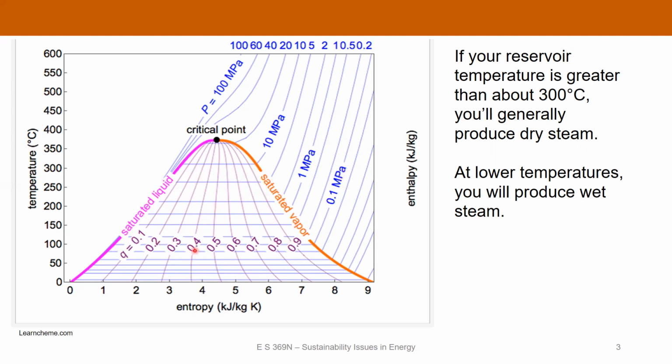If you're in the saturated, in the liquid vapor region here, you're going to be producing more wet steam. But obviously, here's the boiling point of water at 100 degrees Celsius in one atmosphere. So as long as you're up and to the right of that, you're going to be able to produce dry steam. Lower temperatures, yeah, you'll produce wet steam, which is a mixture of steam and water, which is still useful.